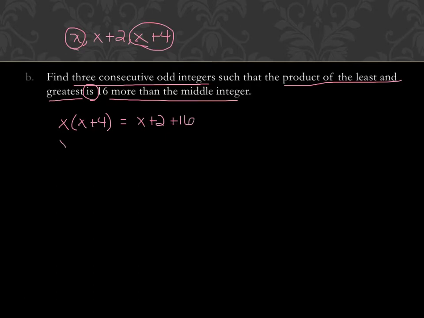Alright, so then distributing the x would give me x squared plus 4x equals x plus 18. Setting this equal to 0 gives me x squared, I'm subtracting 1x from both sides, so plus 3x, subtracting 18 equals 0.